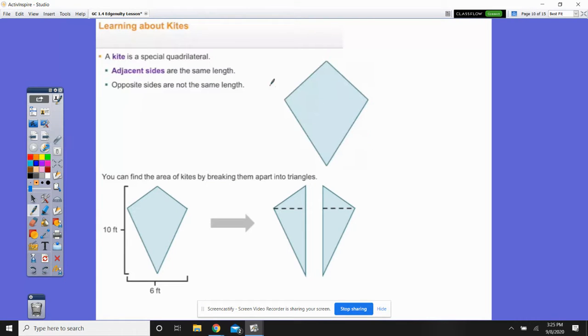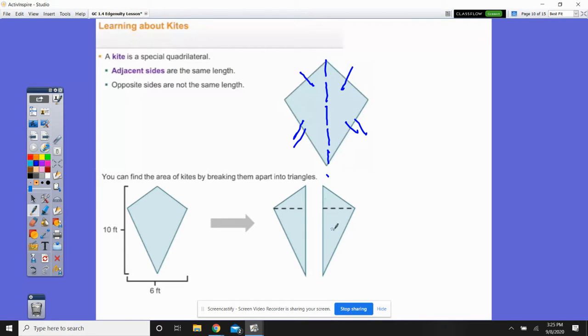How about kites? Kites are special quadrilaterals, and what they have are sides that are next to each other that are the same length. So basically, the opposite sides are not the same. Like these two are not the same, but the ones right next to each other are. And what you can do is they have a property where if you fold it or cut it in the middle, you would have two triangles that are the exact same.